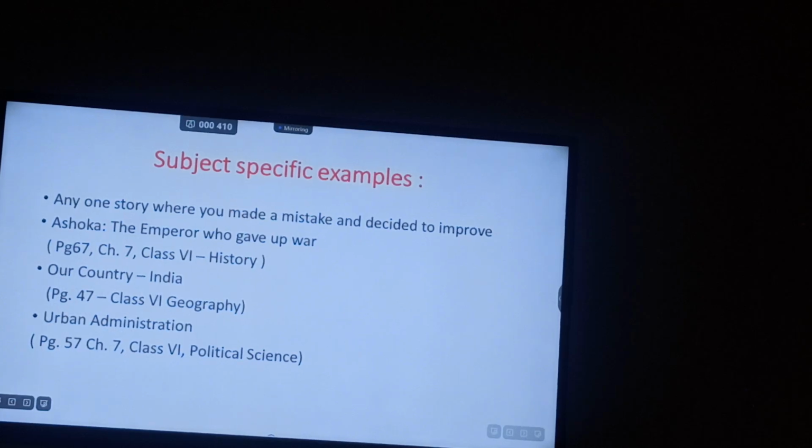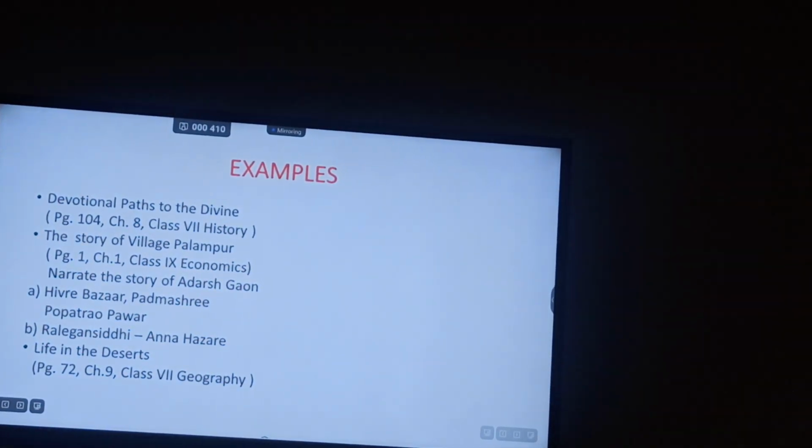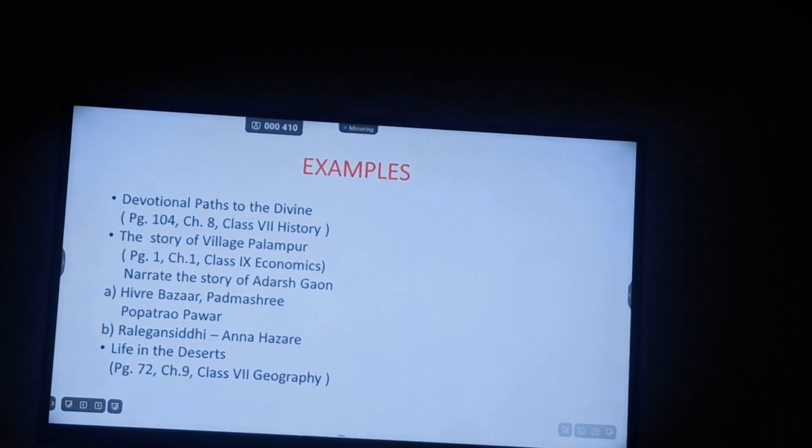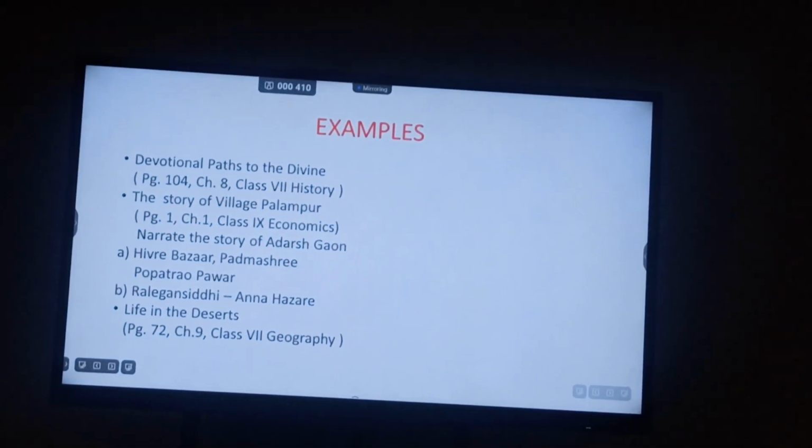One more. Next. How many of you know of this Hivre Bazaar? One, two. Ahmednagar? Yes, ma'am. Three, four. Hivre Bazaar, Ahmednagar. If you know Ahmednagar, in the district of Ahmednagar, very close to Shirur Taluka. Okay. Hivre Bazaar is close to Anna Hazare's place, Ralegan Siddhi.